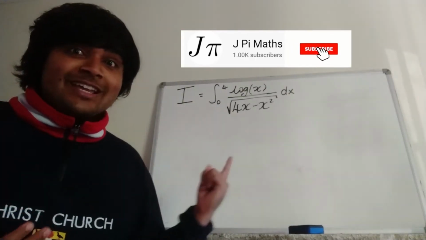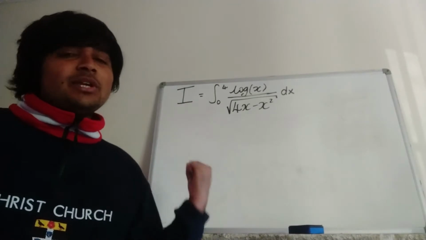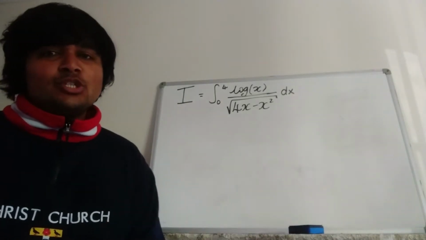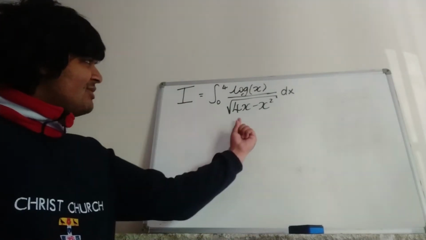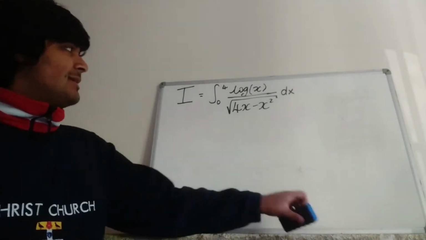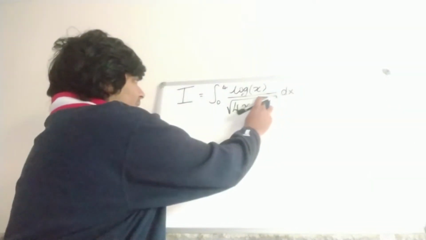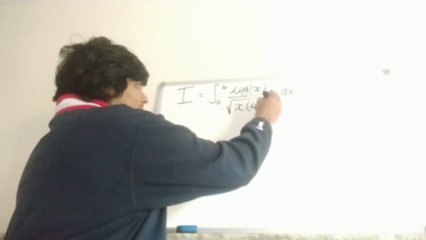Okay, so the way I want to evaluate this integral is do two different u substitutions and then get an equation involving I, and then from that deduce what I is, i.e. the value of this integral. Okay, the first thing I'm going to do though is just change this denominator here. It's currently the square root of 4x minus x squared, but we can just factor this to give us x times 4 minus x.